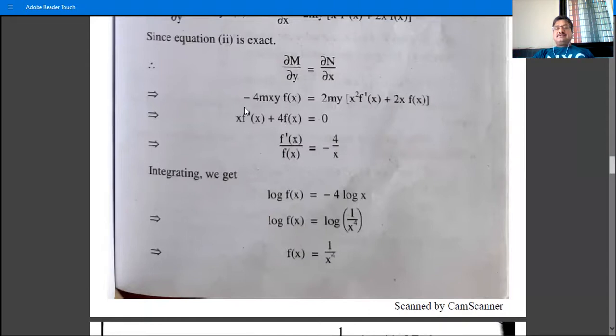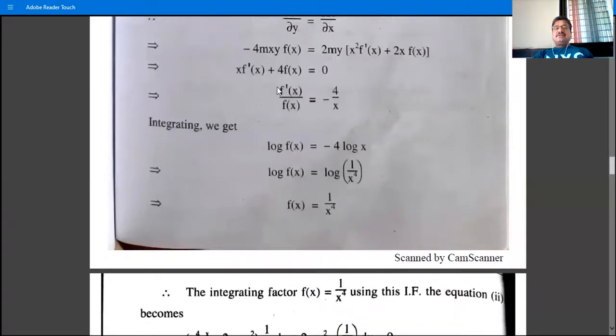After simplification, we have this. Shift this term to the right-hand side, so f'(x) divided by f(x) is minus 4 by x. Shift this to the RHS, it becomes minus 4, then shift f(x) to the LHS, then shift x to the RHS. So f'(x) divided by f(x) is minus 4 by x. Integrating both sides, by the standard rule, the integration of f'(x) divided by f(x) is log f(x), equal to minus 4, which is a constant, and the integration of 1 by x is log x. So integrating both sides with respect to x, we get this.